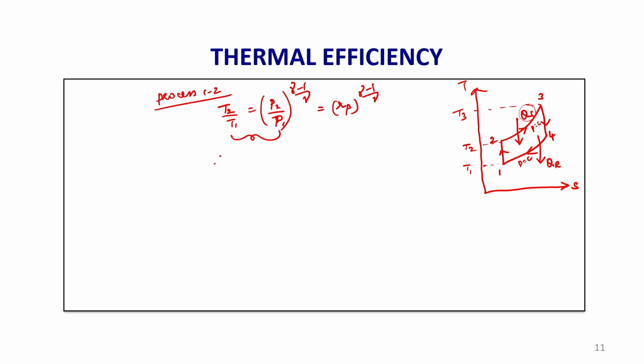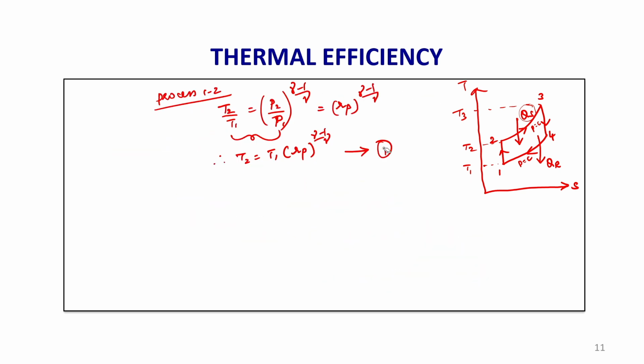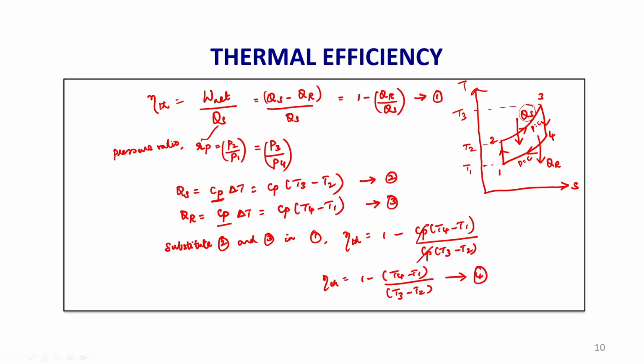From this we can find therefore T2 is equal to T1 into pressure ratio to the power of gamma minus 1 by gamma. Let this be equation number 5. So this is T2 in terms of T1. So here I have expressed T2 in terms of T1. We can do the vice versa also. T1 also can be expressed in terms of T2. Next I will express either T3 in terms of T4 or T4 in terms of T3.